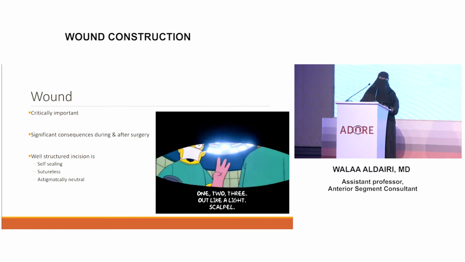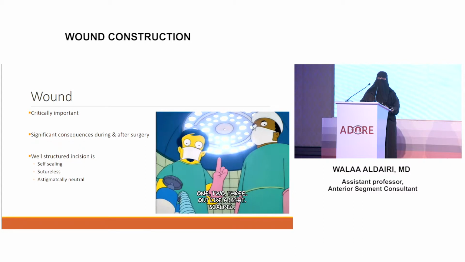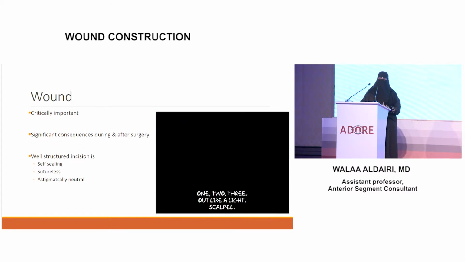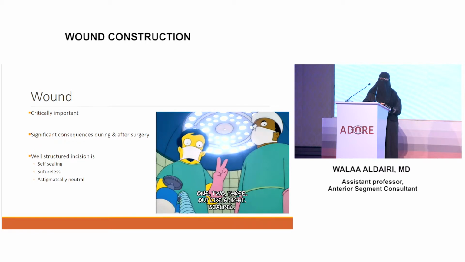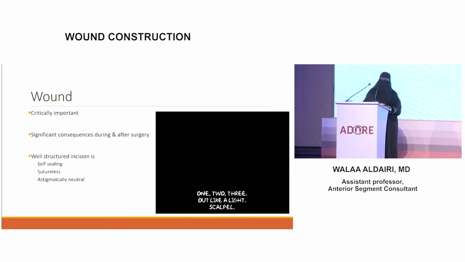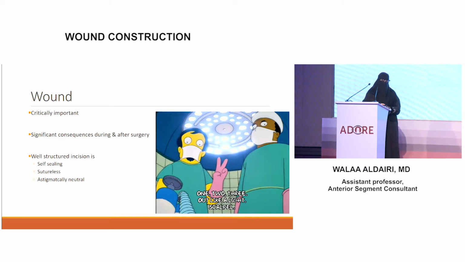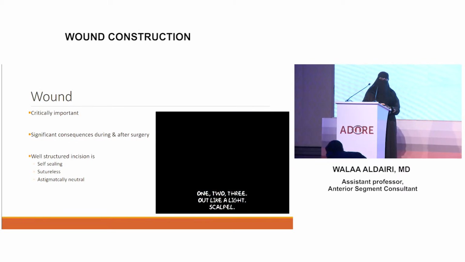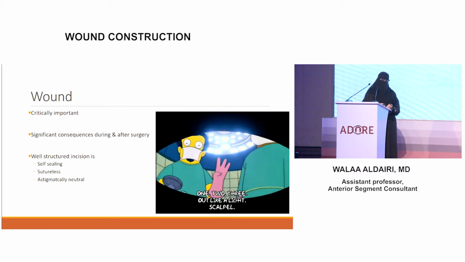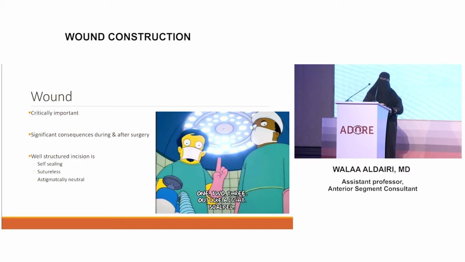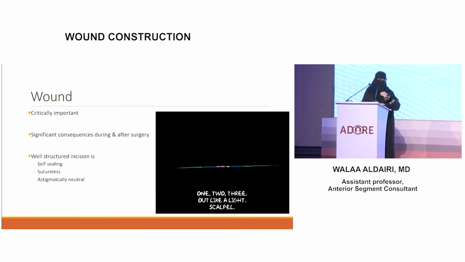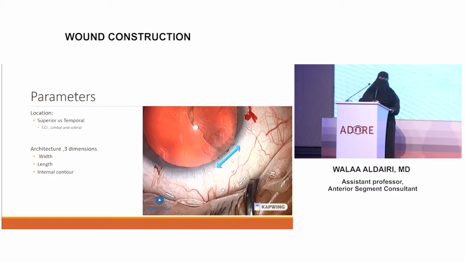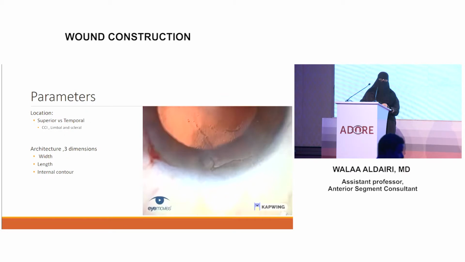Wound creation is critically important to have a successful phaco surgery, and a poorly made wound is going to carry significant consequences during the surgery and afterwards. To have a well-structured incision, it's important to have three components: that it is self-sealing, sutureless, and astigmatically neutral. In order to achieve that, you have to have a strategy: where to place your wound and how to create it.